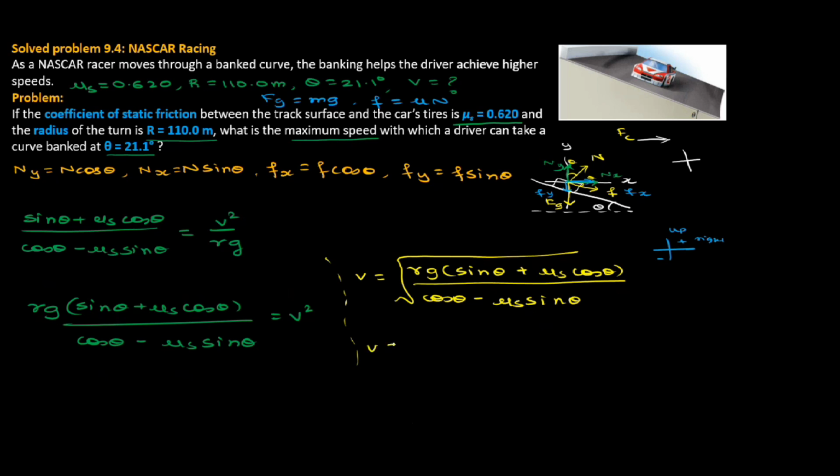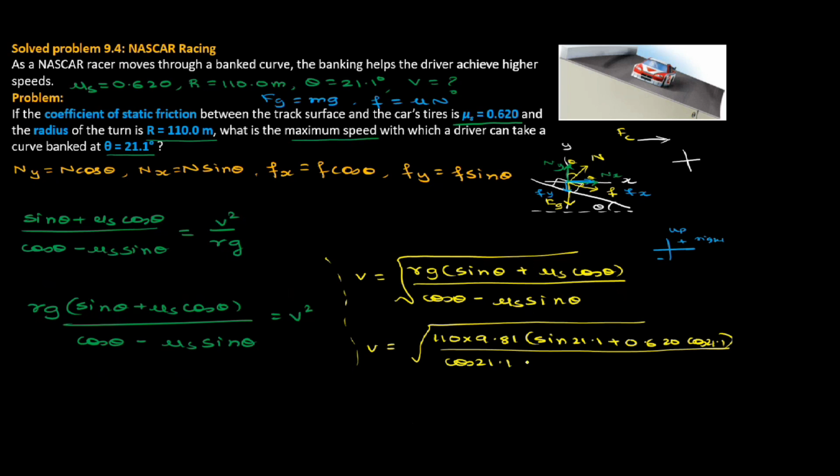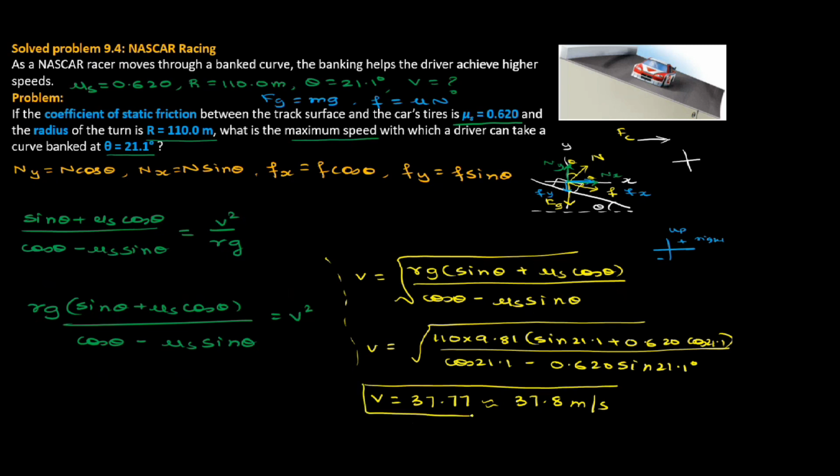Now we can substitute our values and solve for v. So we get the square root. This small r is the radius of the circular path, which is the same as capital R over here, so I'm going to substitute that as 110. g is acceleration due to gravity, so 9.81. Sine of 21.1 plus mu, which is 0.620, cosine 21.1, divided by cosine 21.1 minus, again mu is 0.620, sine 21.1. When you solve this, you get the value of speed v as 37.77, which you can round off to 37.8 meters per second. So this is the maximum speed with which you can safely move around the curve.